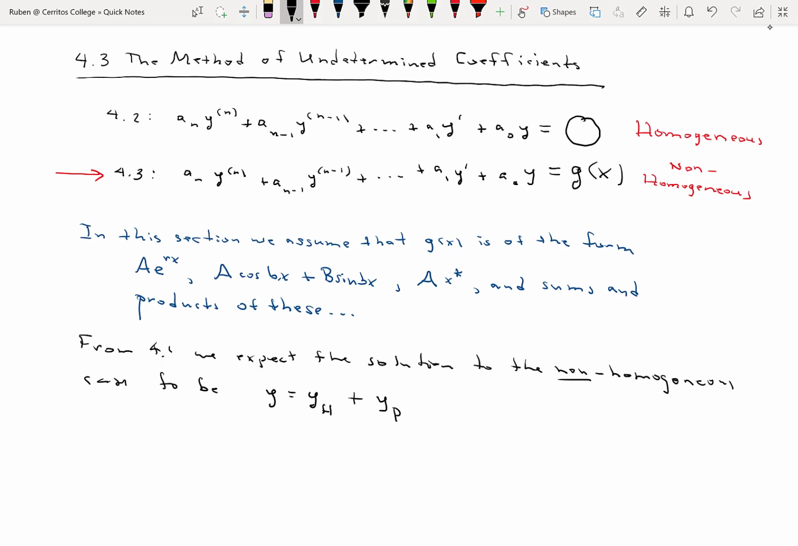and that's where this section takes off, where this y sub p is any particular solution to the differential equation. And by differential equation, I mean a particular solution to the non-homogeneous case.